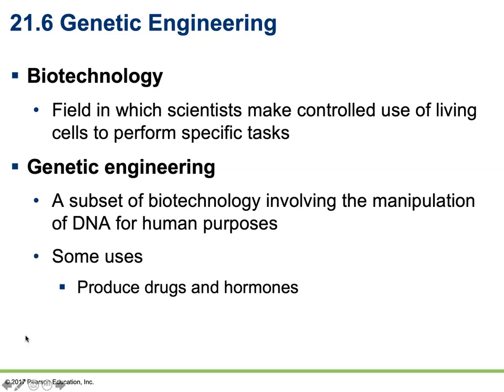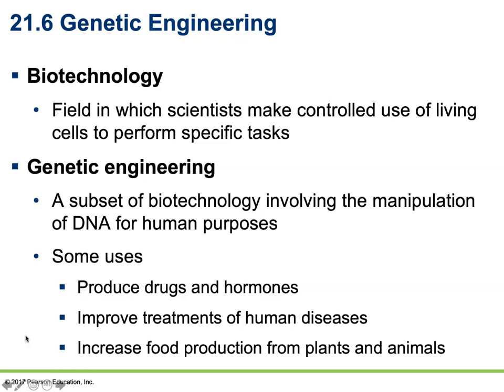Some of those uses might be to produce drugs and hormones, improve treatments for human diseases, and increase food production from plants and animals. When cloned genes are used to modify other individuals, the result is what we call a transgenic organism. Transgenic organisms can be very valuable to humans. For example, taking a gene from a desert-thriving form of rice in the Americas and splicing it into a species of wild rice native to Africa can produce a drought-resistant strain that could triple rice production and greatly help impoverished areas around the world.